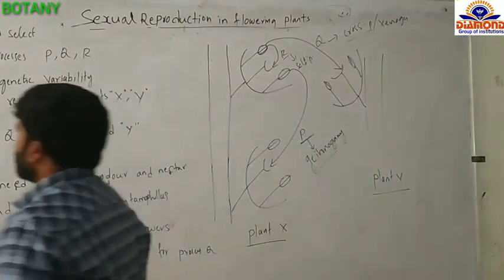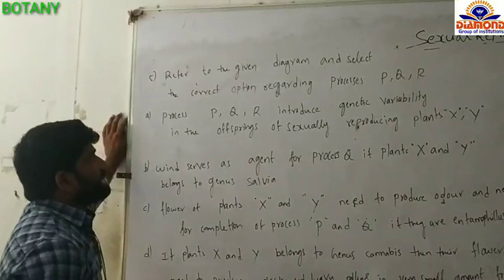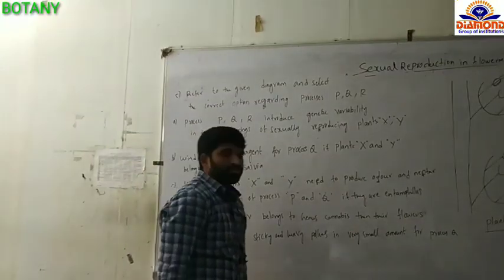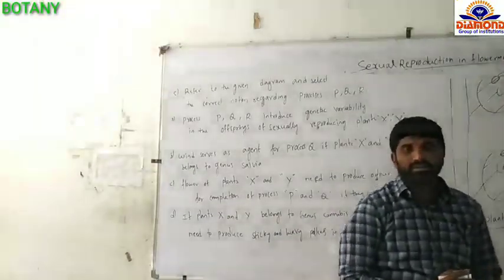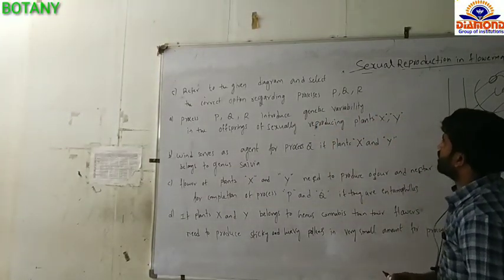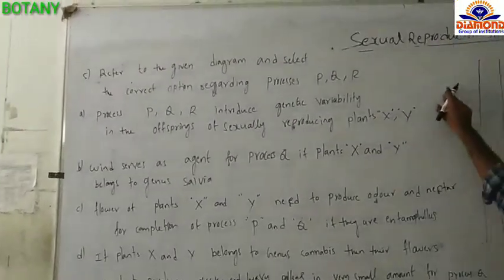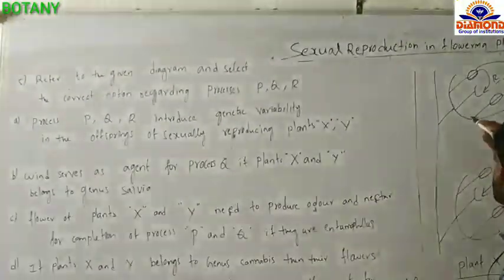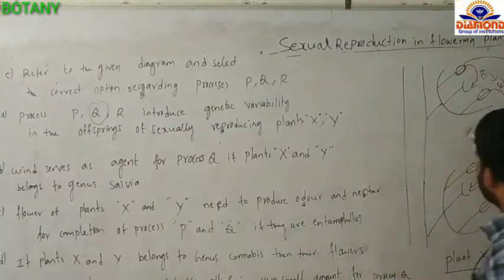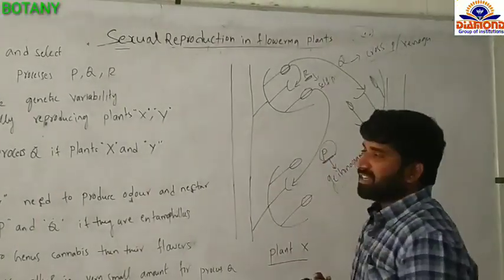Based on that, the options are: processes P, Q, R introduce genetic variability in the offspring of the sexually reproducing plants X and Y. Variations take place mostly in cross pollination. Cross pollination is denoted by Q only, and P and R show self-pollination, so P and R do not show variation.